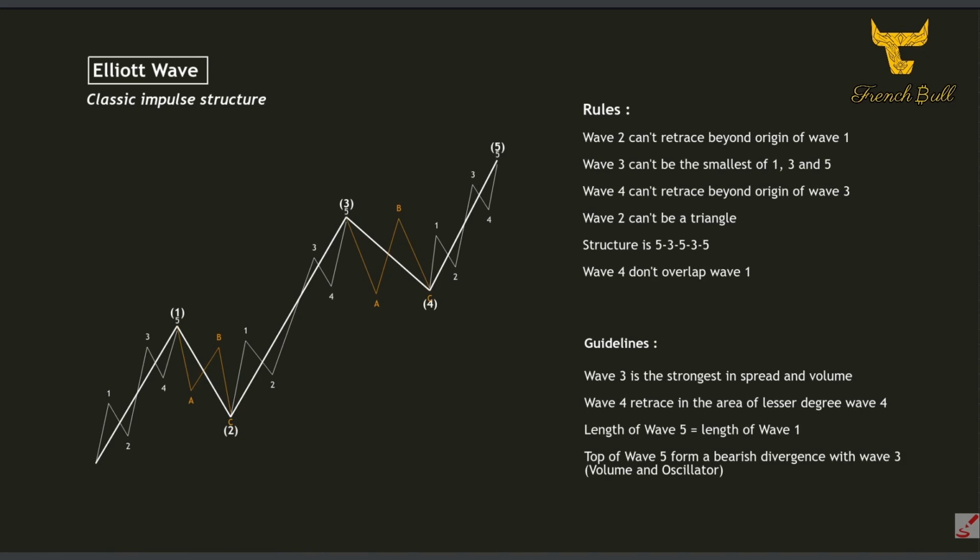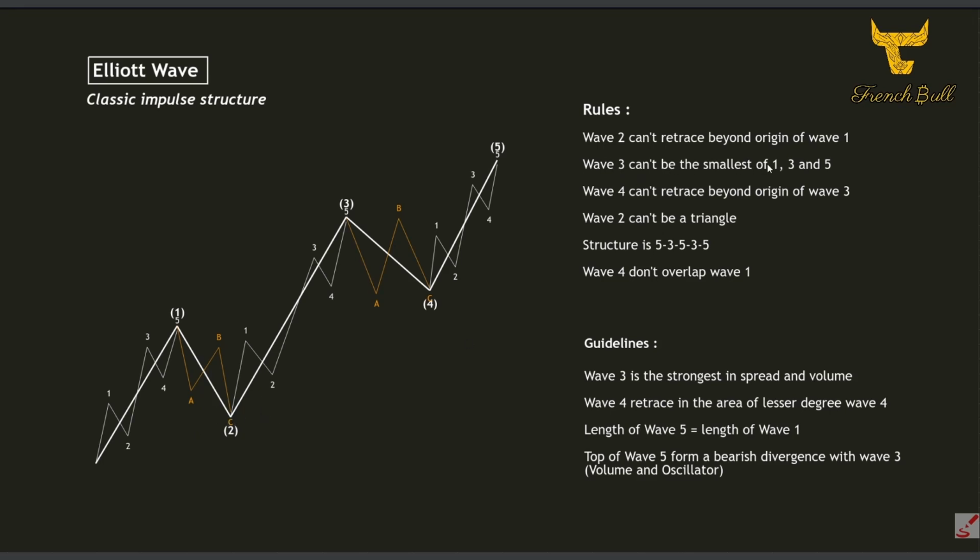Now, let's talk about the basic rules. Wave 2 can't retrace beyond the origin of wave 1. Here's wave 1; wave 2 can't go beyond the origin of wave 1. Otherwise, this is not a trend anymore. It can be obvious, but that's a crucial rule.